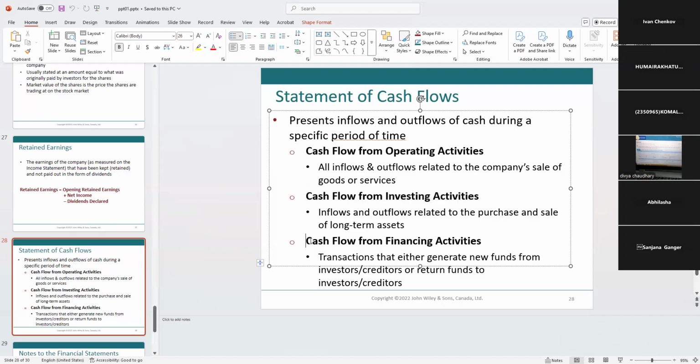The last section on the cash flow statement is the cash flow from financing activity. Financing activity simply represents where the company is getting cash from. Is it from the investors? Is it from the creditors? And where does the company pay its cash? Is it to settle the loans that it already borrowed from the creditors, or paying dividends to the investors?